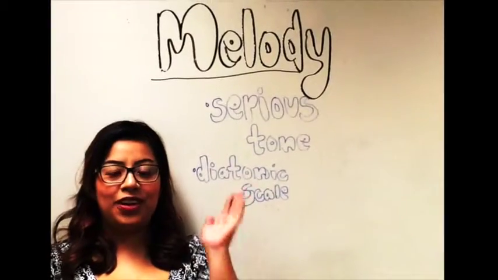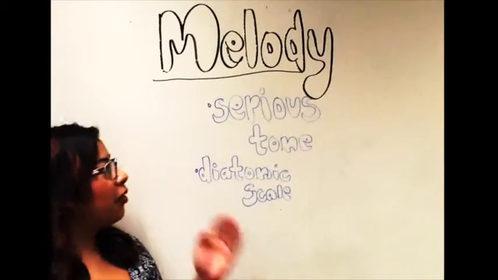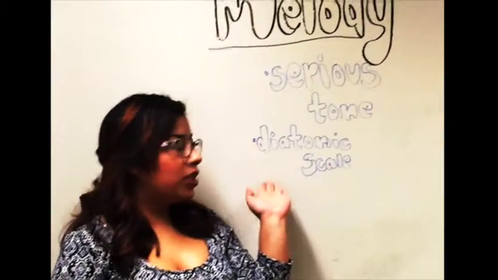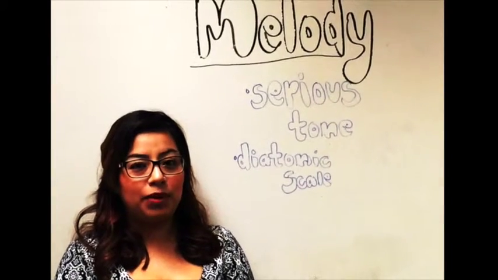Talking about the melody for A Day in the Life by the Beatles. The overall melody is a serious tone all over with the diatonic scale, which means it has 7 different pitches that are adjacent to each other.